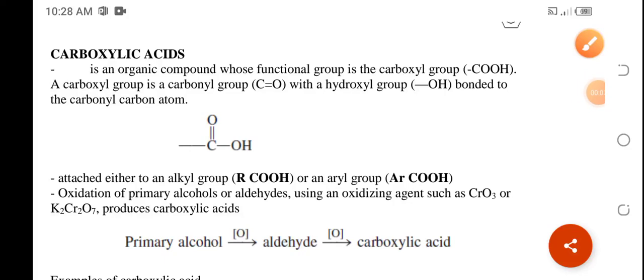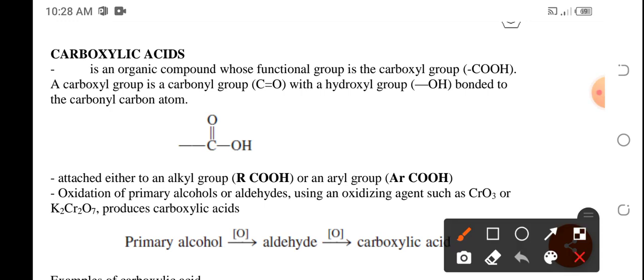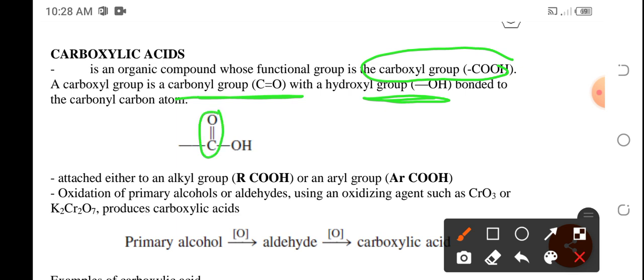Carboxylic acid is another group of organic compounds whose functional group is carboxyl this time. Carboxyl has a carbonyl and at the same time has a hydroxyl. So this is the carbonyl, and at the same time it has a hydroxyl, collectively known as carboxyl. The general formula for carboxylic acids is RCOOH. That's COOH when expanded: C double bond O, OH. Or an aryl group, ArCOOH.